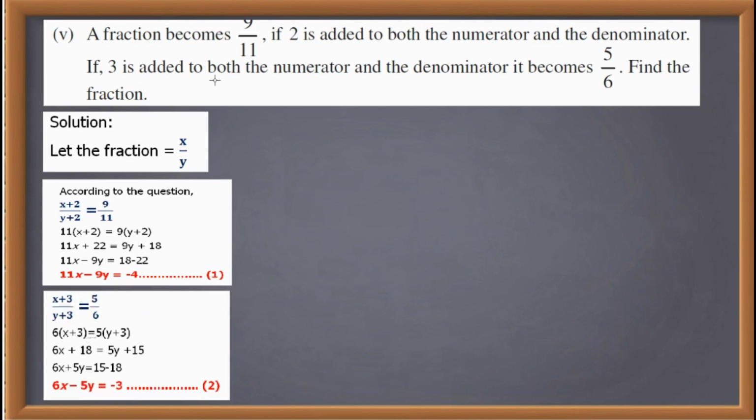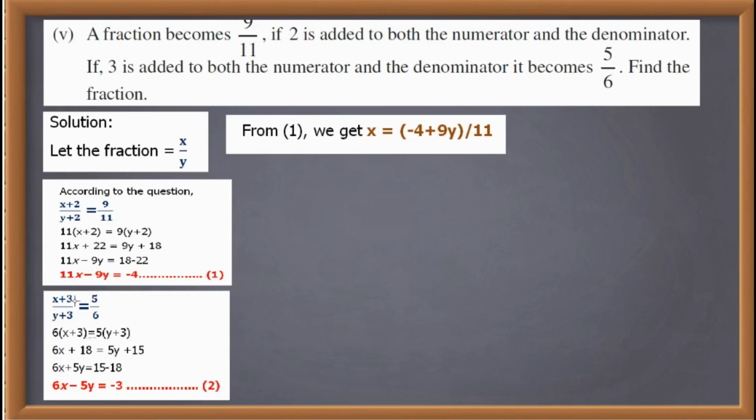Second condition is 3 is added to both numerator and denominator, and the fraction becomes 5 by 6. The fraction has become 5 by 6, and 3 is added to numerator x, and 3 is also added to the denominator y. So again, cross multiplication, 6 into (x plus 3) is equal to 5 into (y plus 3). 6 into x, 6x, 6 3s are 18. 5 into y, 5y, 5 3s are 15. So 6x minus 5y is equal to minus 3. I will assume it as second equation.